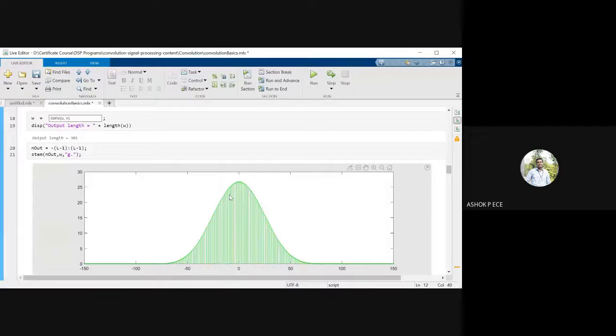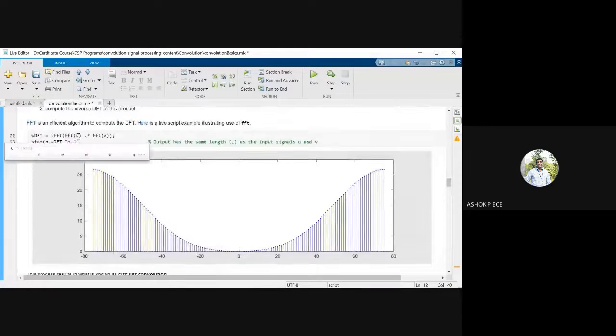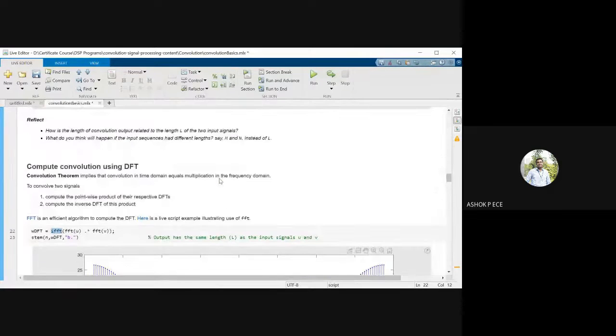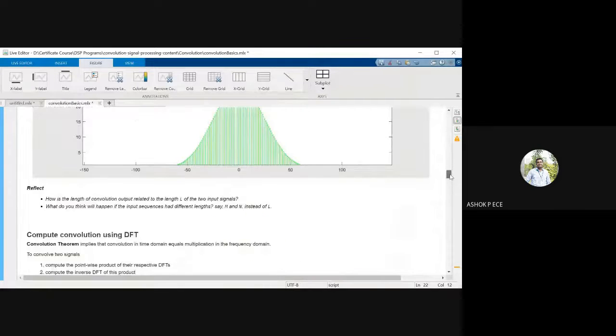When you apply the transform, convolution becomes product. So see here what they have done. They have taken the FFT of the first signal and the FFT of the second signal. Convolution becomes product in the frequency domain, so they have multiplied and taken the IFFT. This is to check whether the convolution we have done using the time domain method gives the same answer using the frequency domain or not.